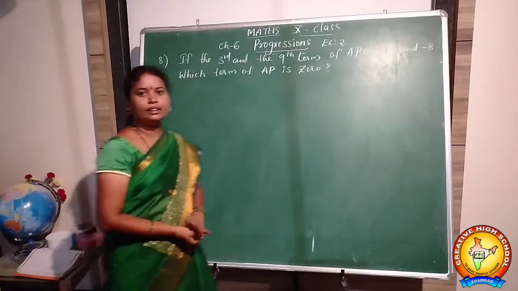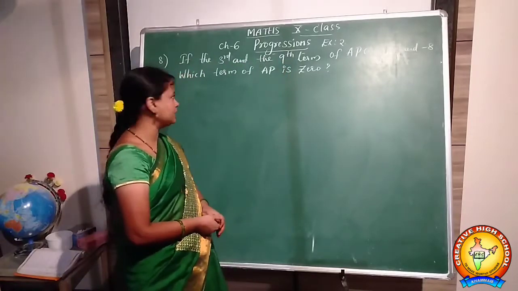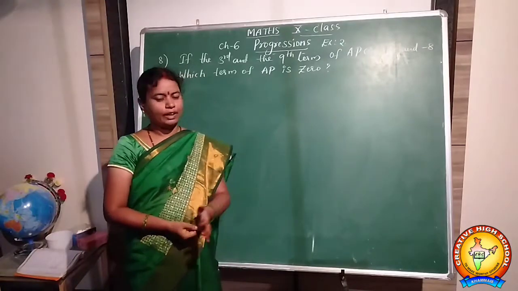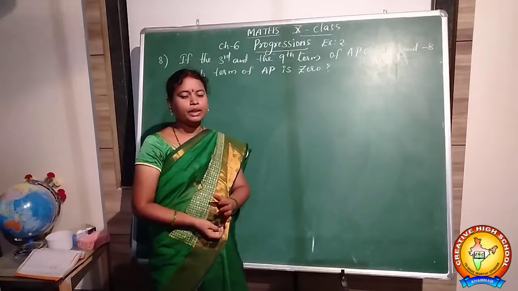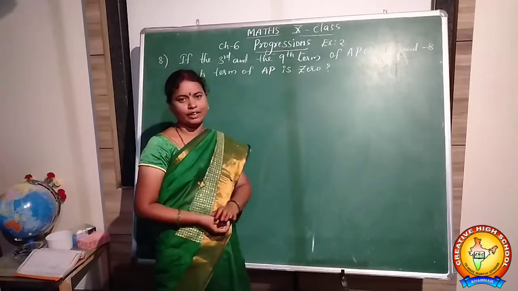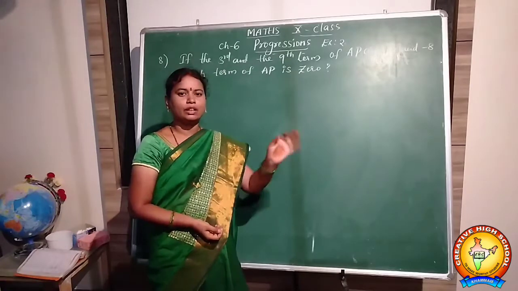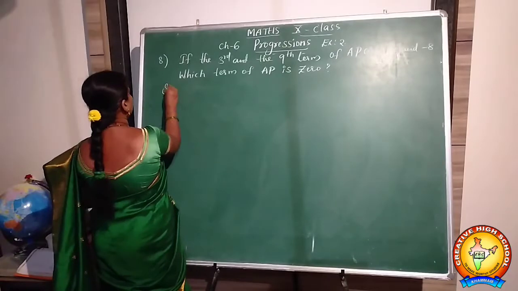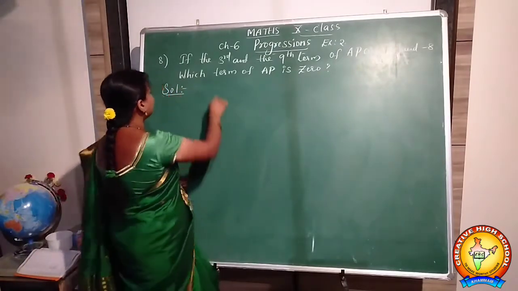Okay, see here. If the third and the ninth term of AP are 4 and minus 8, which term of the AP is 0? Here we don't have the A value, the first number, and also we don't know the common difference. But one hint is given: the third and ninth numbers are given. So which number of this AP series will become 0? For that, first write what is given in the question.